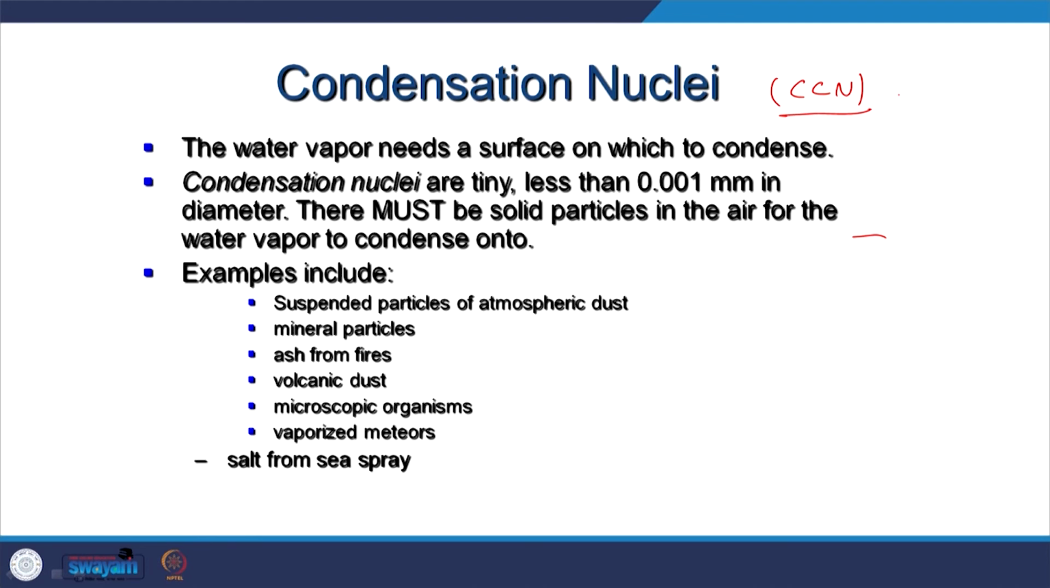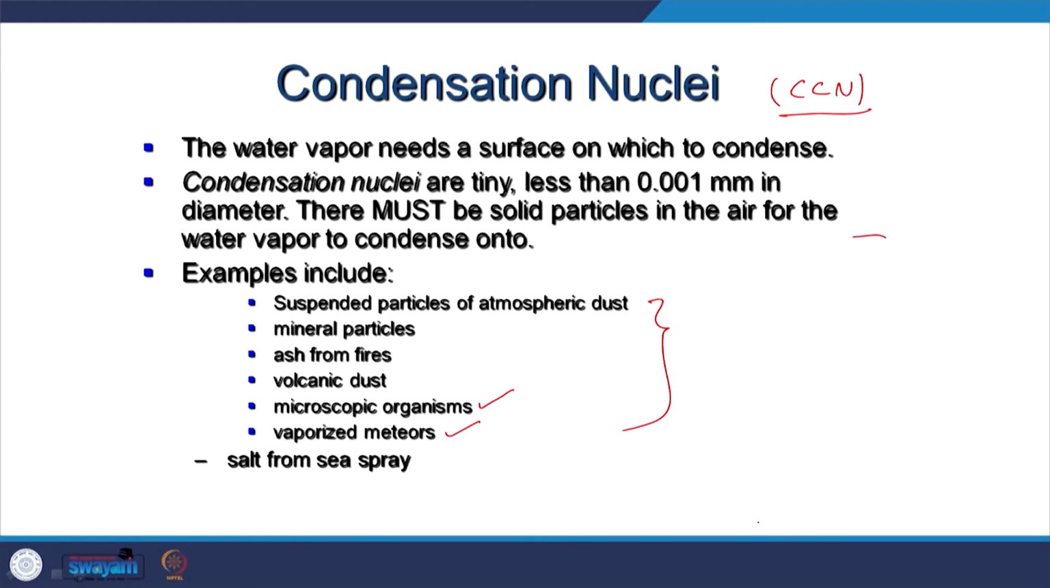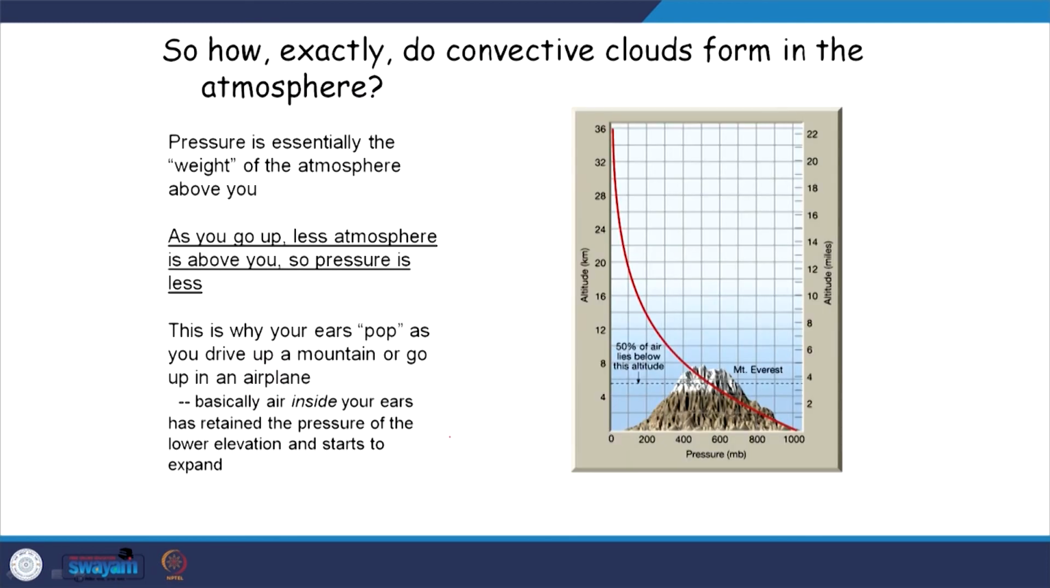These must be solid particles in the air which are suspended in the atmosphere. And there can be many different types of condensation nuclei. So, let us say suspended particles of atmospheric dust, mineral particles, ash from the fires and volcanic dust, microscopic organisms as well, and vaporized meteors. Meteors, when they enter the atmosphere, will burn up and create a lot of ash and the presence of metallic species in the atmosphere. All these things can serve as condensation nuclei. Their role is just to act as a platform over which tiny droplets of clouds can form. And one more example could be the salt that is sprayed into the atmosphere from the oceanic waves. Okay, right.